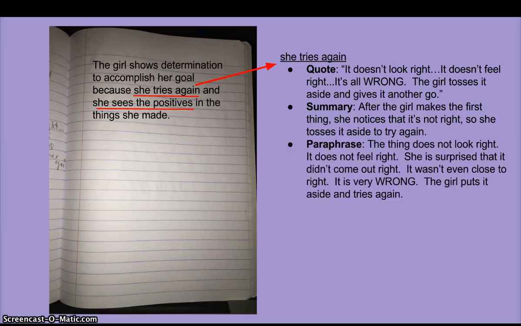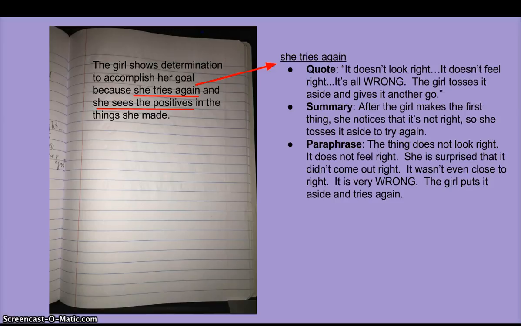The third way of doing it is to paraphrase. Here's my paraphrase example. The thing does not look right. It does not feel right. She is surprised that it didn't come out right. It wasn't even close to right. It is all wrong. The girl puts it aside and tries again. Notice I'm using the same technique as the author here, but I'm putting it in different words. That's what paraphrasing is. So this is 3 different ways of talking about the same part of the story. I just get to choose which way I think is the most compelling.